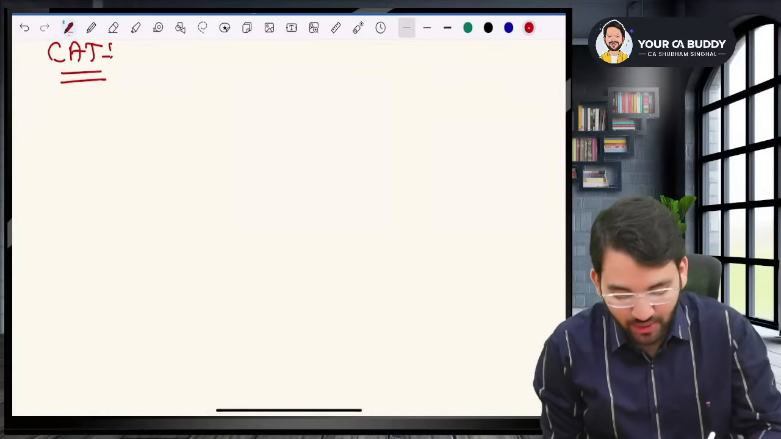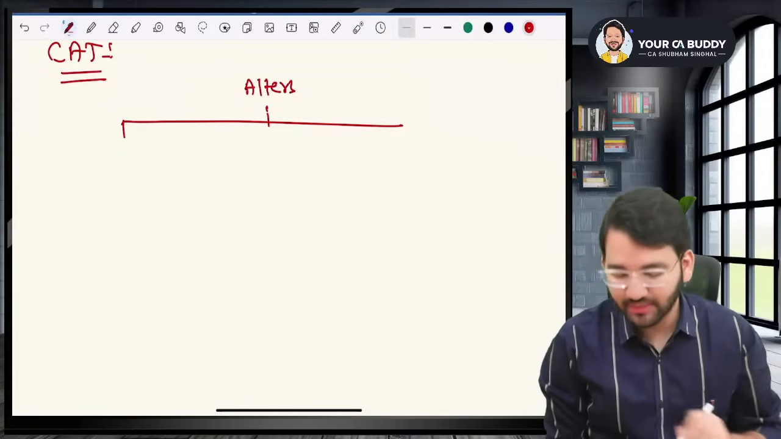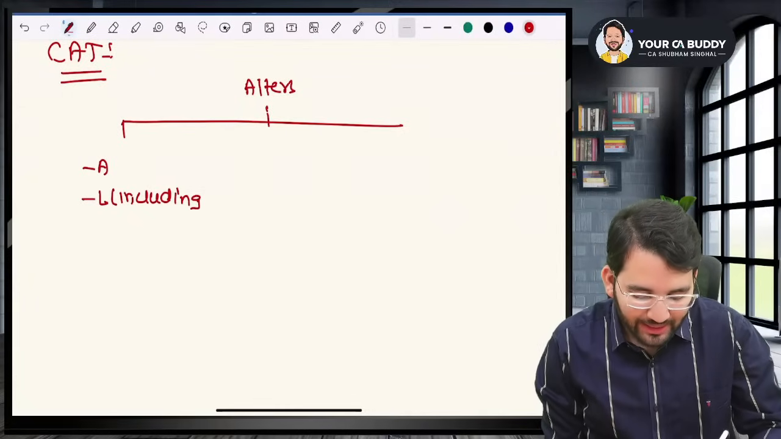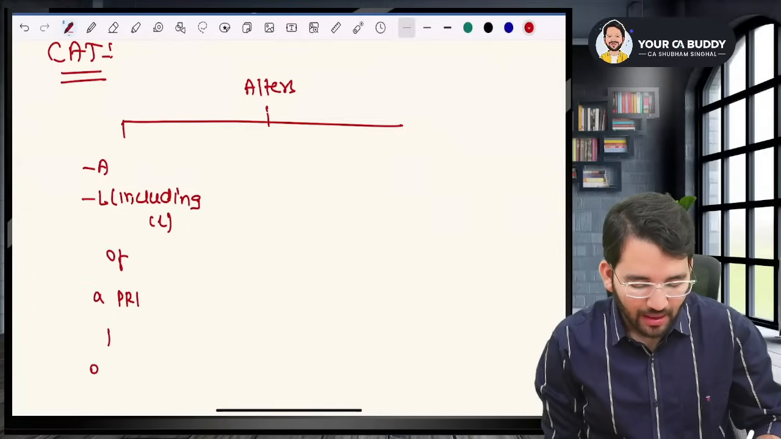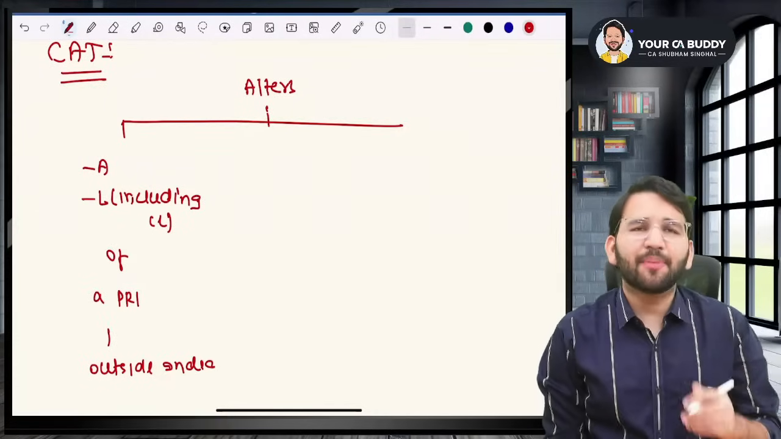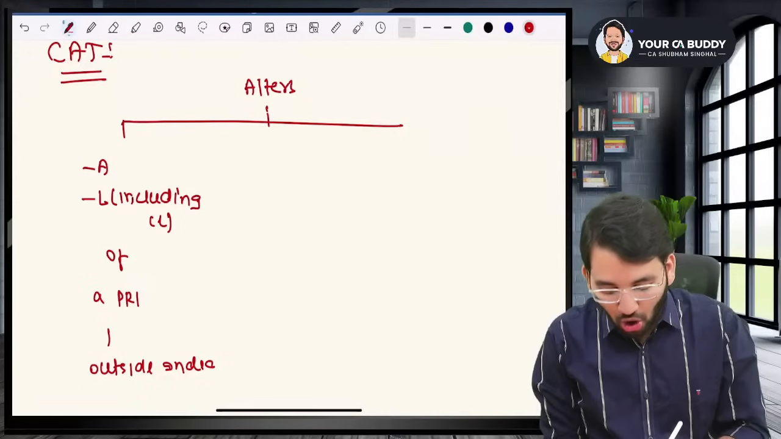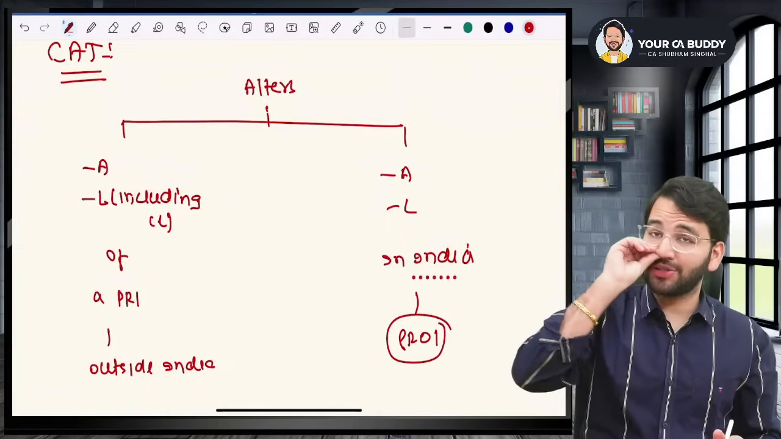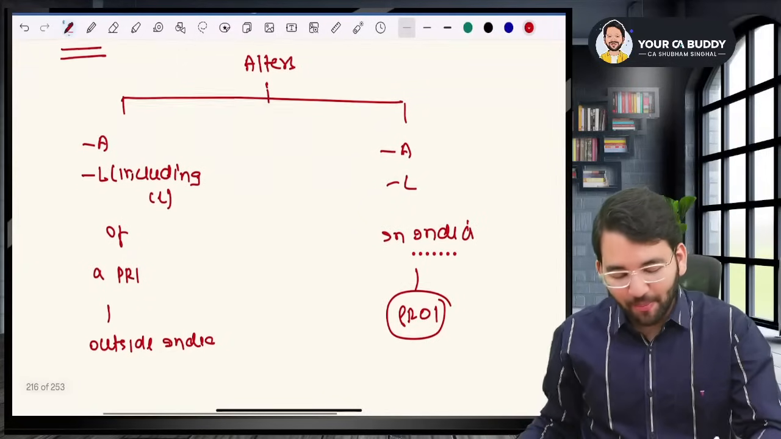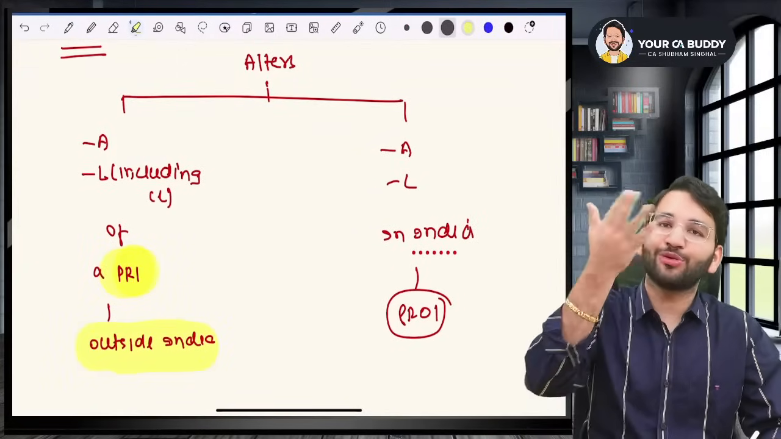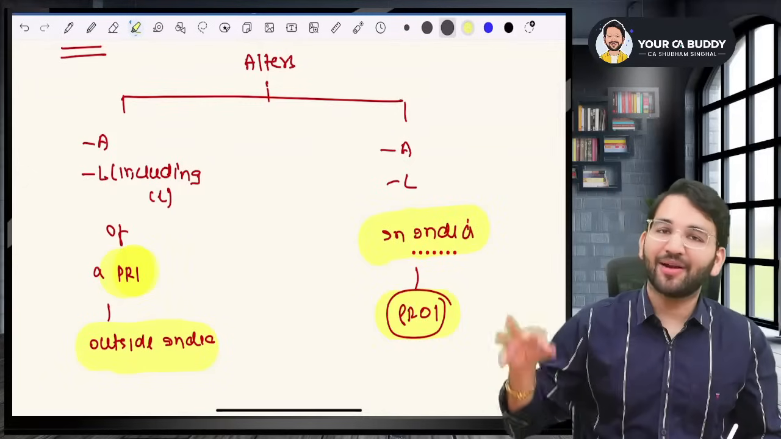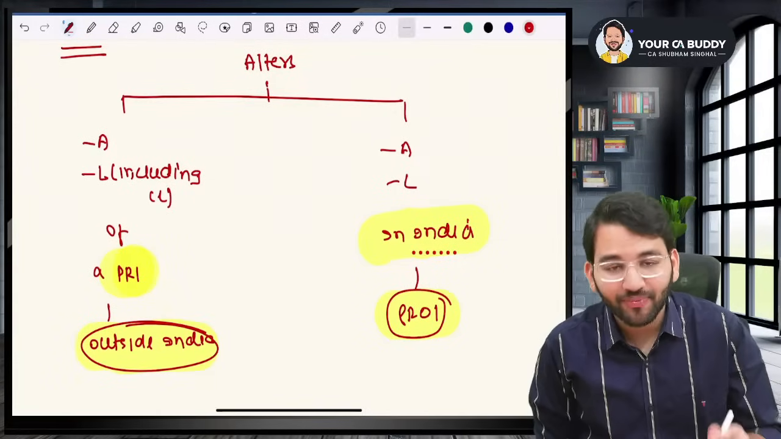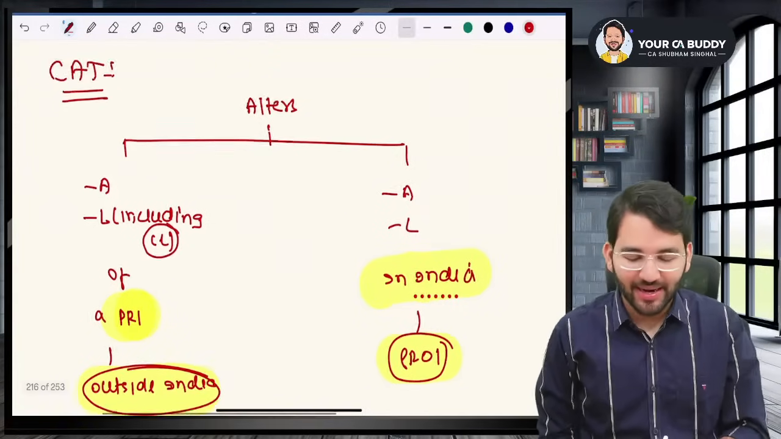Capital account transaction means a transaction which alters the following position. It alters the assets or liability, including contingent liability, of a PRI outside India. It changes the position of my asset or liability outside India for a PRI, or it alters the position of asset or liability in India of a PROI. So for a PRI, a person resident in India, it changes asset or liability outside India. For a person resident outside India, it changes asset or liability in India. Such a transaction will be considered a capital account transaction. Also note that for a person resident in India, even if contingent liability changes, it becomes a capital account transaction.